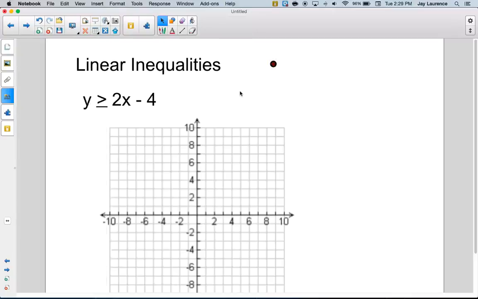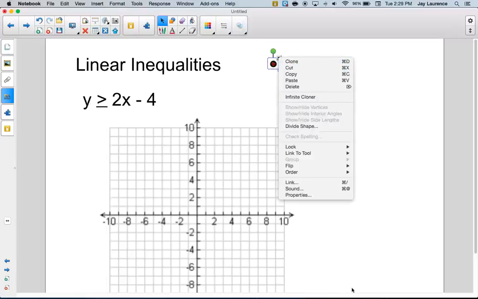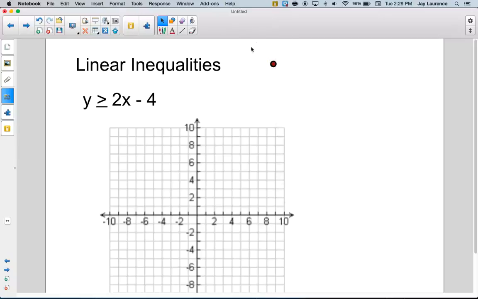All right, first of all, I've got this inequality that looks an awful lot like a slope-intercept form equation. So I'm going to pretend it is just that. I'm going to find the y-intercept, which of course is (0, -4), right? And then I'm going to find the slope, which is 2 over 1, and I'm going to rise 2 and run 1. Okay, now, because this is an inequality though, I'm not just going to graph the line. There's going to be a little bit more to that.